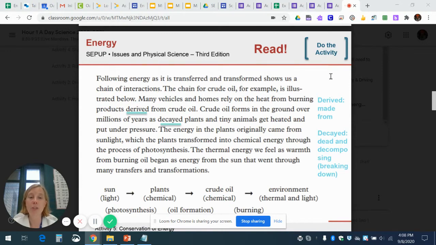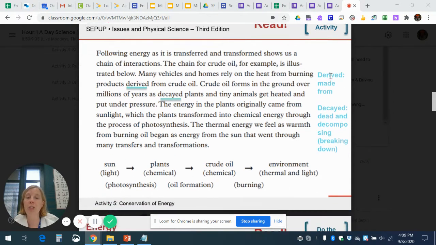Crude oil forms in the ground over millions of years as dead and decayed plants and tiny animals get heated and put under pressure. The energy in the plants originally came from sunlight, which the plants transformed into chemical energy through the process of photosynthesis. The thermal energy we feel as warmth from burning oil begins as energy from the sun that went through many transfers and transformations.